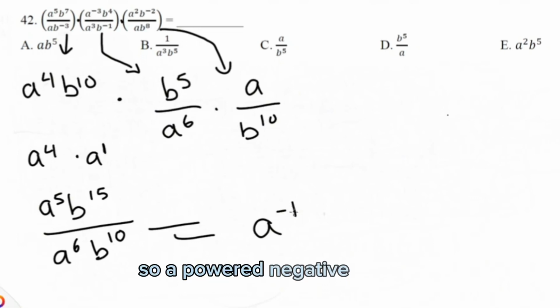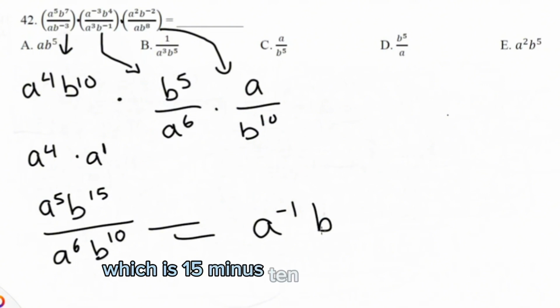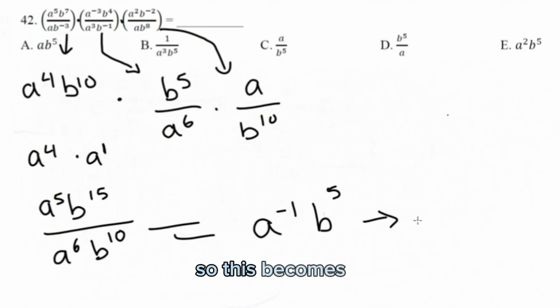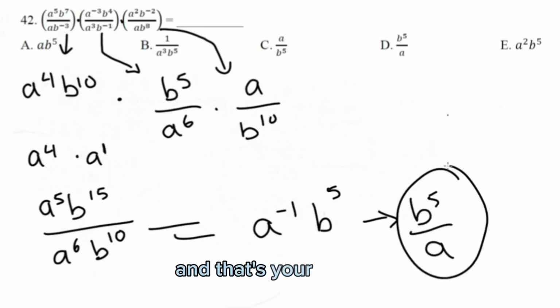So a to the power of negative 1, and for b, 15 minus 10 for the exponent, so that's 5. Alright, now we still have a negative exponent here. We cannot have a negative exponent, so you have to put it as a denominator. So this becomes b to the power of 5 over a, and that's your answer.